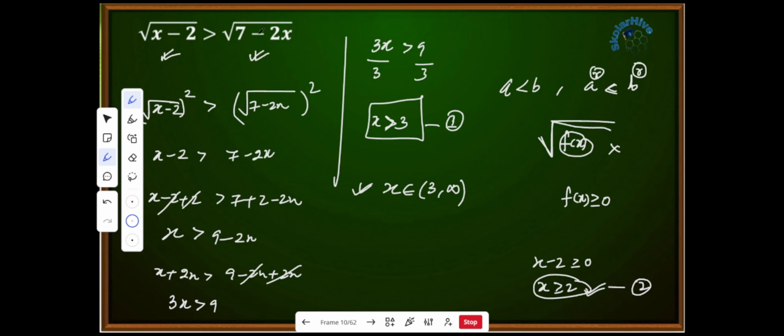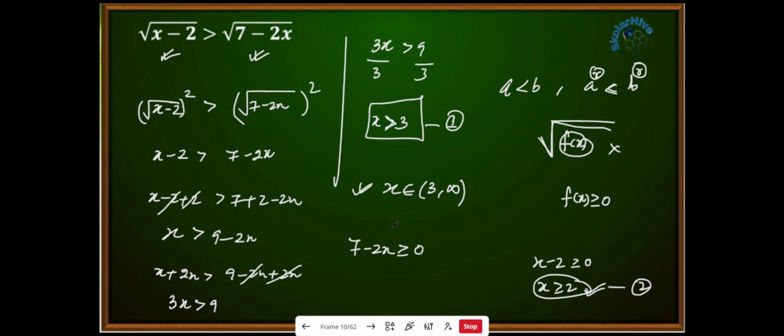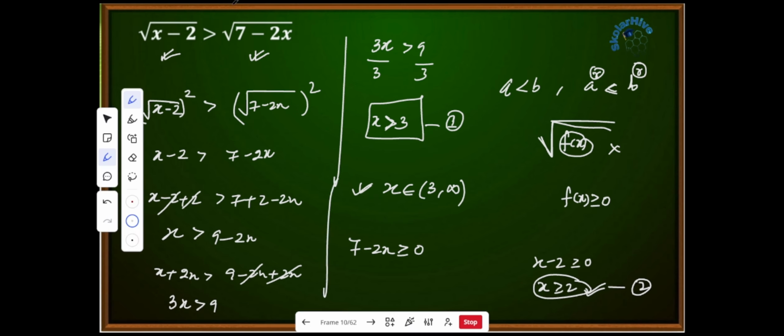Now for this 7 minus 2x to be defined, 7 minus 2x should be greater than or equal to 0. Then only this particular expression will be defined. Now try to solve this inequality, means try to isolate x on either side. So we'll do one thing, we add 2x on either side. So here minus 2x cancelled.